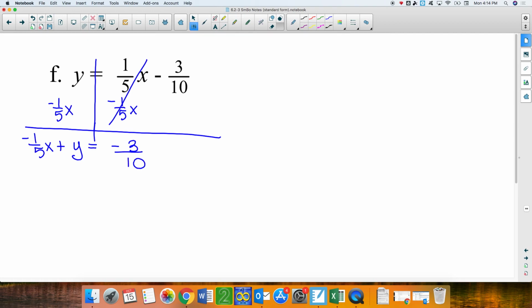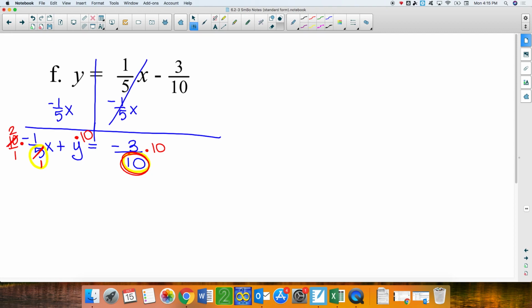This time, you should notice I have two numbers on bottom. I have a 5 and I have a 10. And to get rid of your fractions, you have to multiply by the biggest one you see. So we're going to multiply everything by 10. Okay? So when we do that, this is 10 over 1. 5 goes into itself once, goes into 10 2 times.